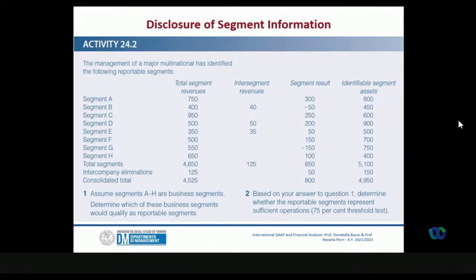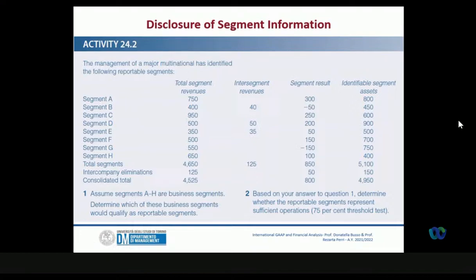In the last slide, I have actually included the illustrated example of disclosure of segment information that you already have in your textbook. So maybe it is too simple to go through. We have the management of a major multinational company. They have identified segments from A to H, A, B, C, D through H, segment H over here.